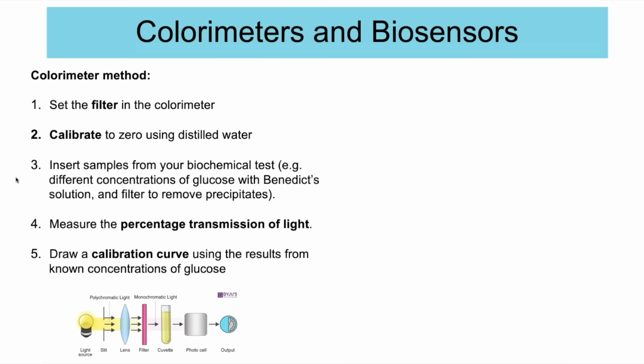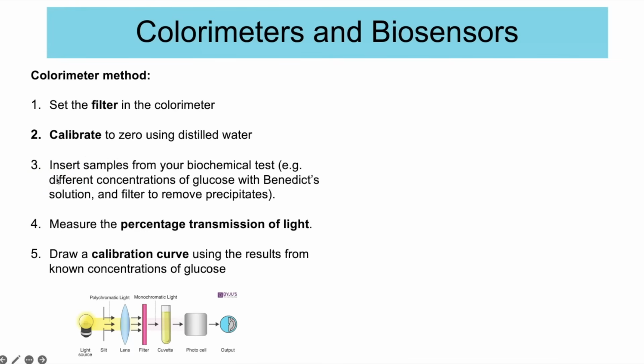Now you can also use colorimeters to get quantitative data instead of qualitative. So if you were using a colorimeter, first of all, you'd need to set the filter in the colorimeter. So set it to a particular wavelength of light. Then you'd calibrate to 0 using distilled water to basically show that this is the amount of light that's absorbed when there is nothing in there that is providing a colour. So you're calibrating it to show what 0 is.